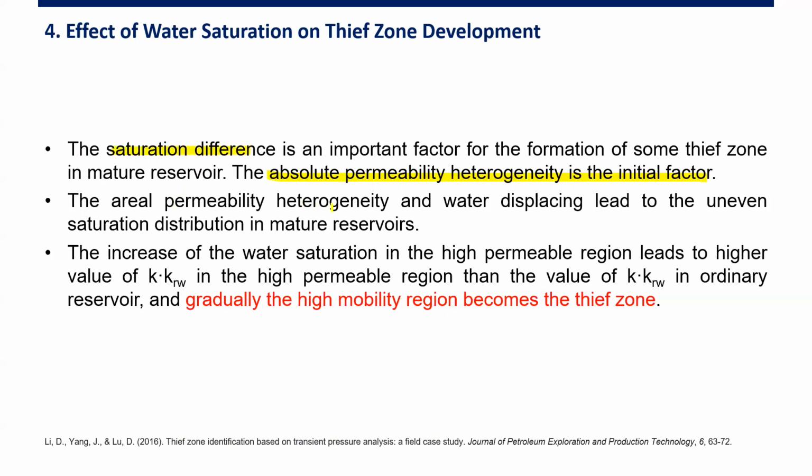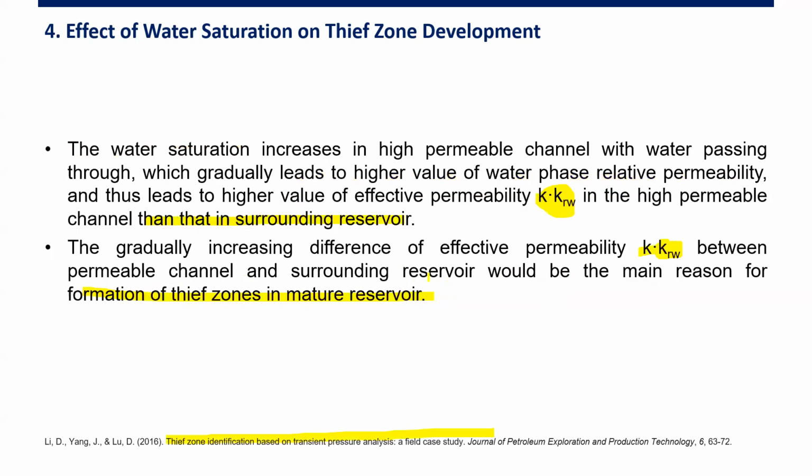The areal permeability heterogeneity and water displacing lead to the uneven saturation distribution in major reservoirs. The increase of the water saturation in high permeable region leads to higher value of this K KRW in the high permeability region than the value of K KRW in ordinary reservoir. And gradually, the high mobility region becomes thief zone. So this is the origin of the thief zones. Okay, so I conclude these points.